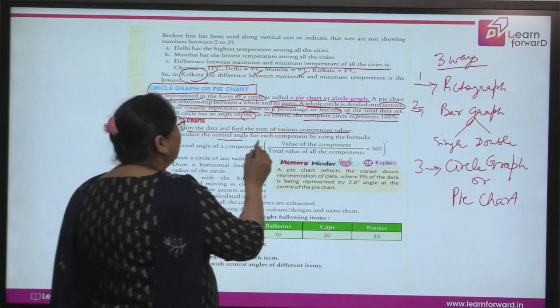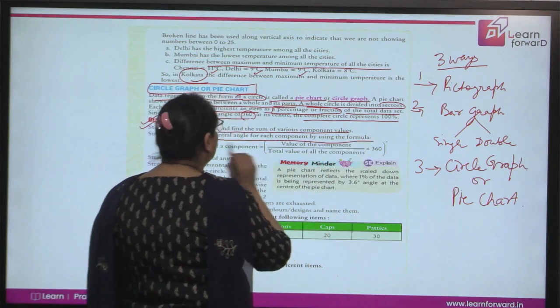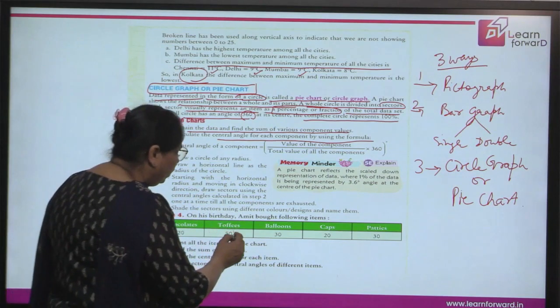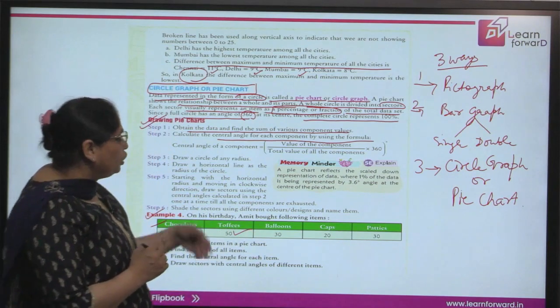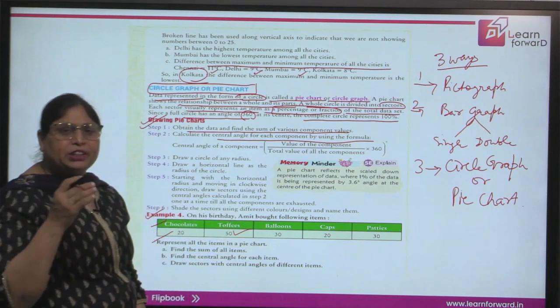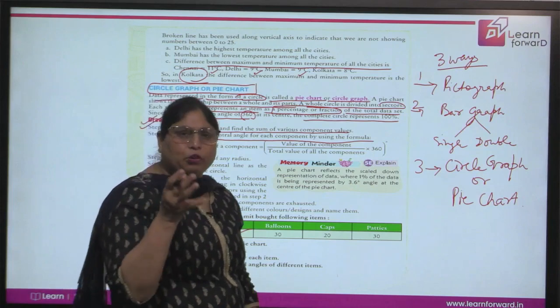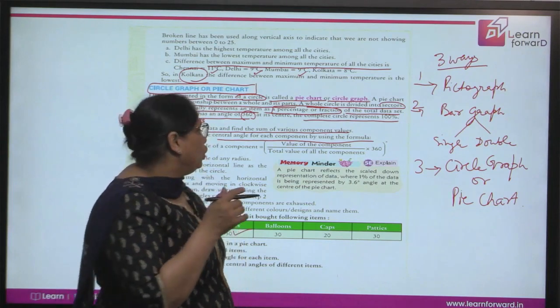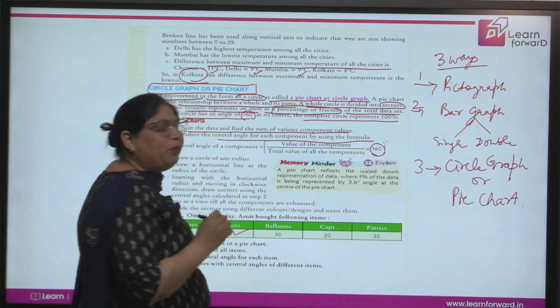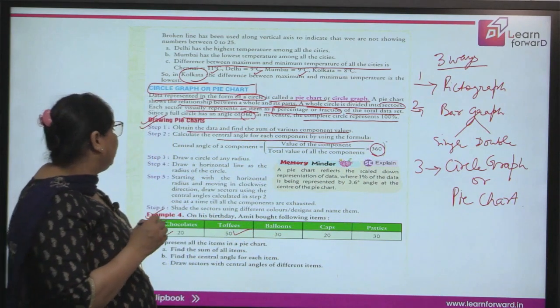Calculate the central angle for each by using this formula. Central angle is the value of the component, suppose 50, upon the total, into 360, because we are representing the data in the form of sectors in a circle. So the complete angle, as you know, is 360, so we will multiply by 360 after dividing.